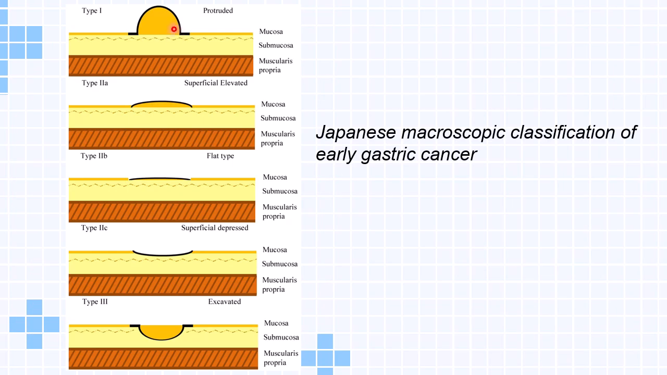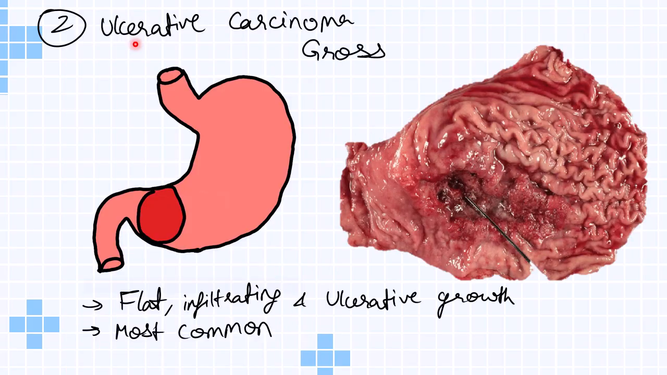The first one is polypoid, which looks like a mushroom. The second one is superficial, which looks like a very small bump. Second one we have is ulcerative carcinoma. It's the most common gastric cancer. It's flat and affects mainly the gastric canal. It is also infiltrating and ulcerative, as you can see in this image.